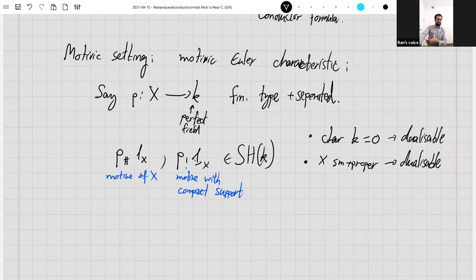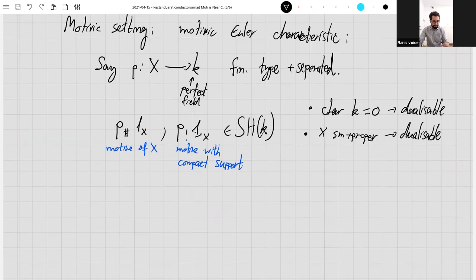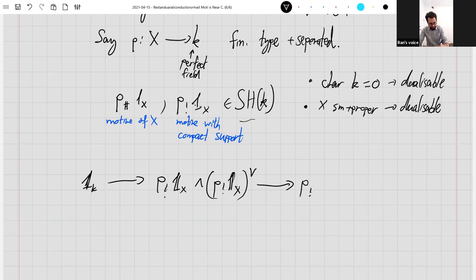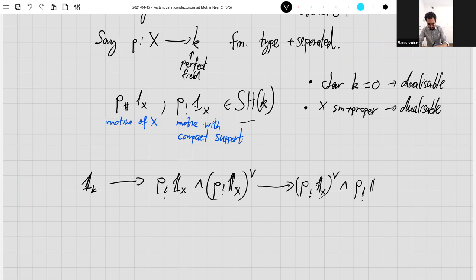Anyway, when it is, then there is the notion of categorical Euler characteristic. I'll just describe it in this case. In this category, this motive has a dual. Take this composition. Then swap them. Map these maps coming from the duality.